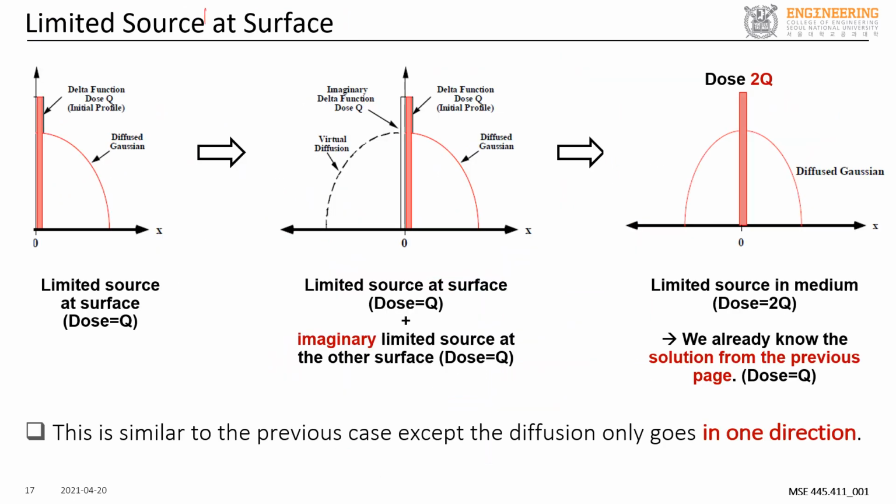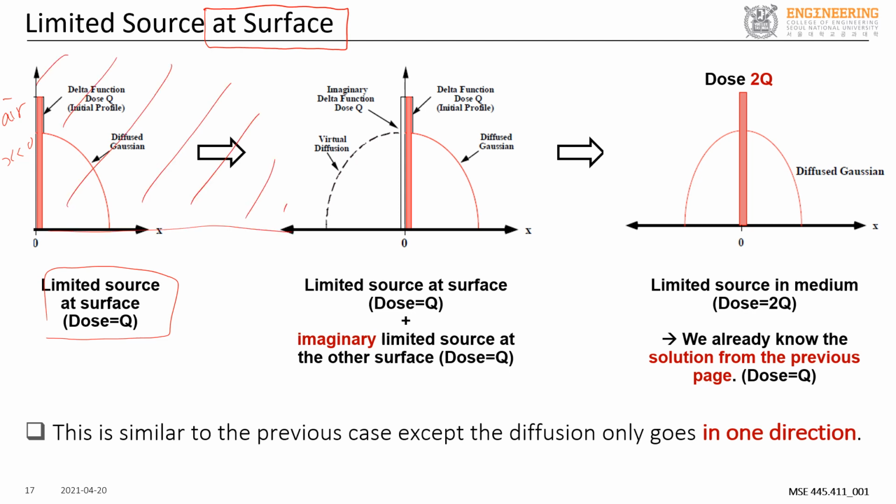Now we are going to look at case number 2. The only difference now is that the source is at the surface instead of in the medium. In this case, there's nothing, maybe air, when x is smaller than 0, but the medium is infinite and it's in here, maybe silicon. What happens here is that you have this delta function at the surface, but you don't add more dose, so that's still a limited source, but you let them diffuse. Since this is air, there's no diffusion to this junction.